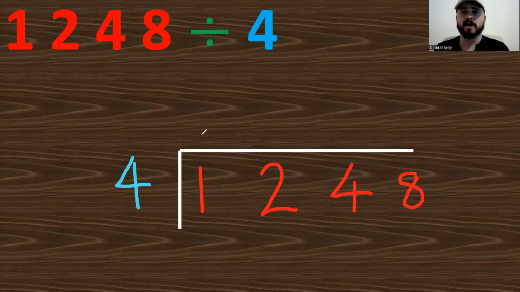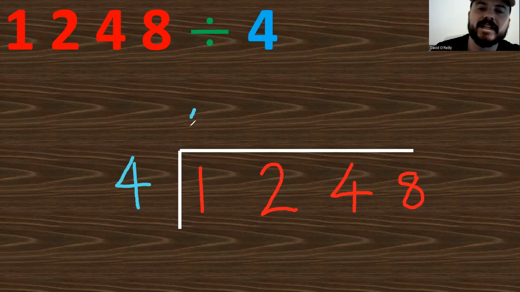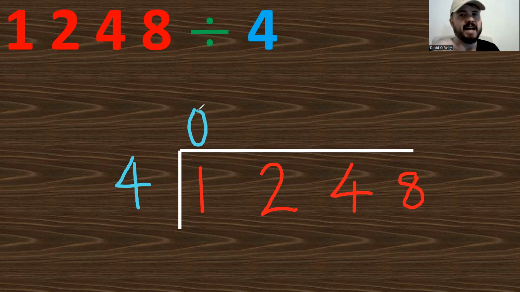So we don't even start our times tables. We're still at 0, okay? So it goes in 0 times. We wanted to get to 1 and we landed on 0, but we didn't move, okay? So we've got a remainder of 1. That remainder moves over to the next number, and this number is now 12.